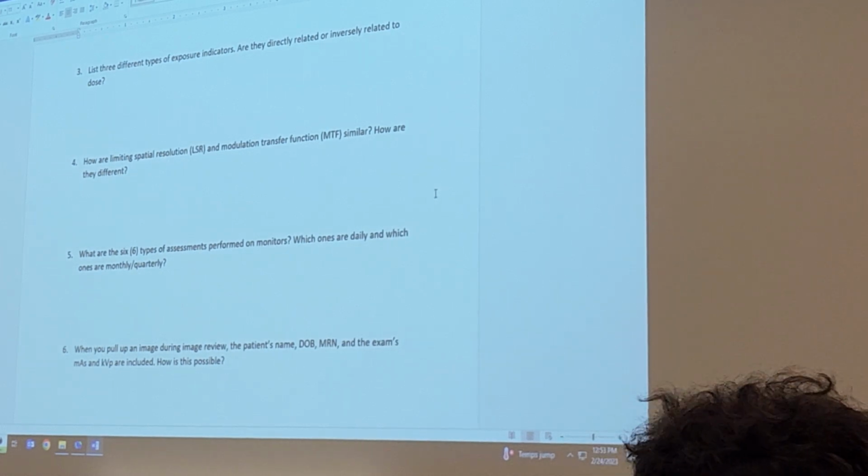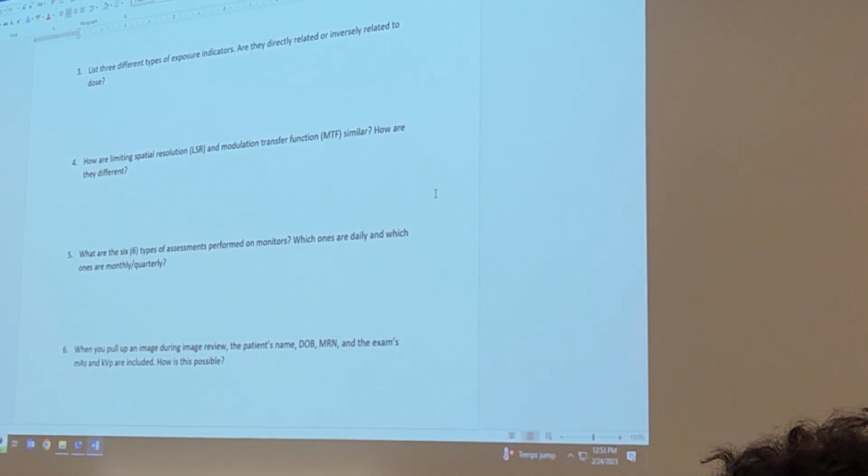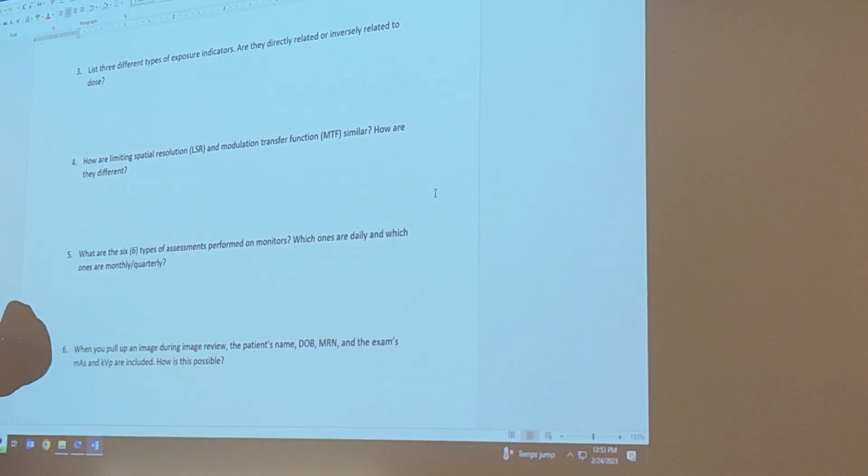So if the S value is high, what does that tell you about your dose? What does that tell you about your exposure? It's low, right? So if your S value is too high, you are underexposed. Not enough exposure, not enough dose. Good. Samantha, give me another exposure index.